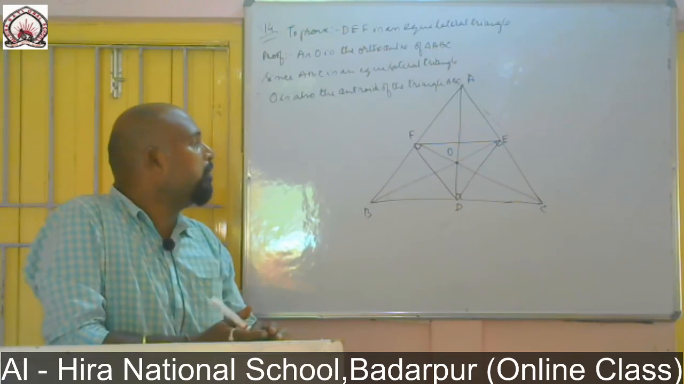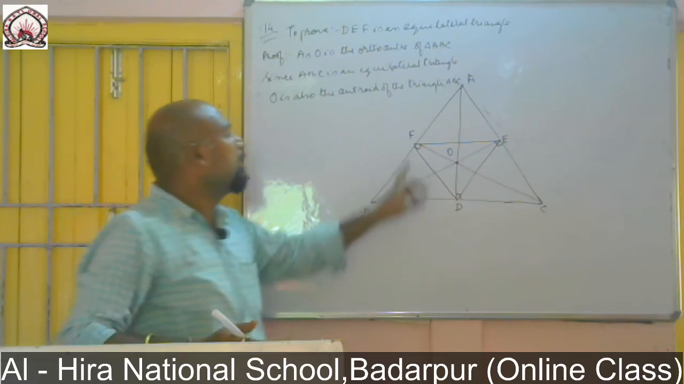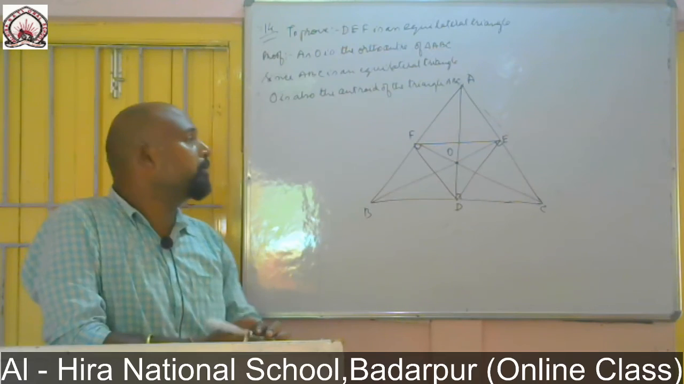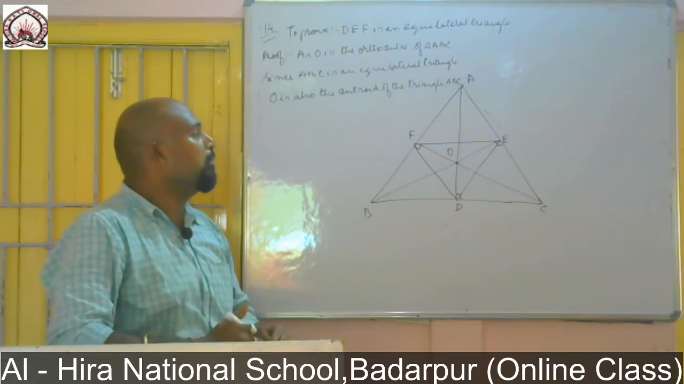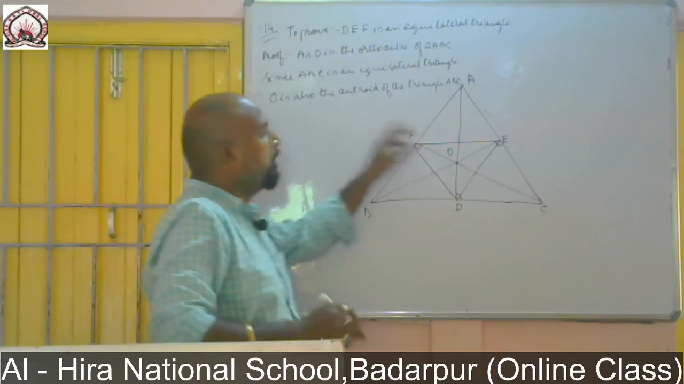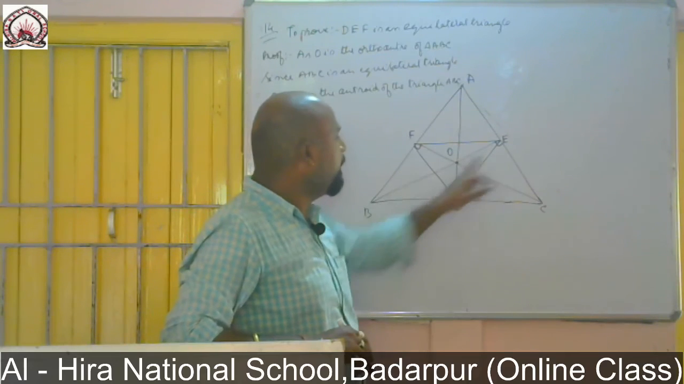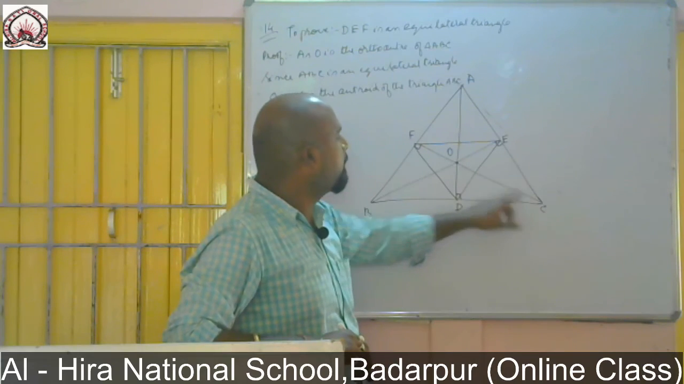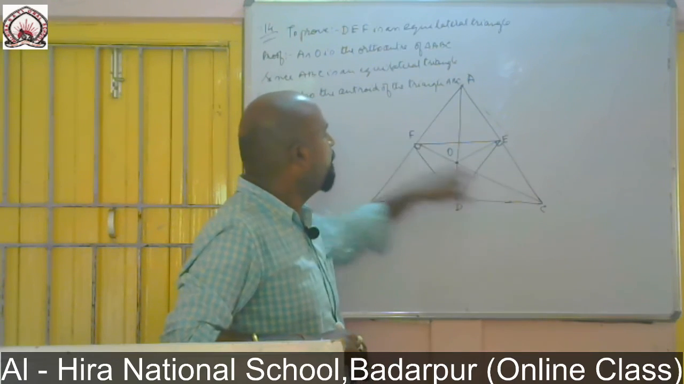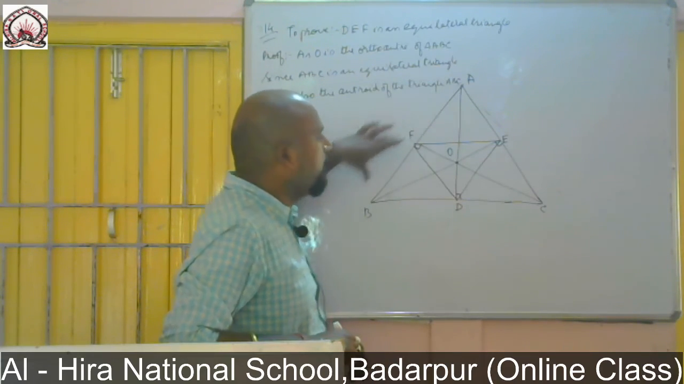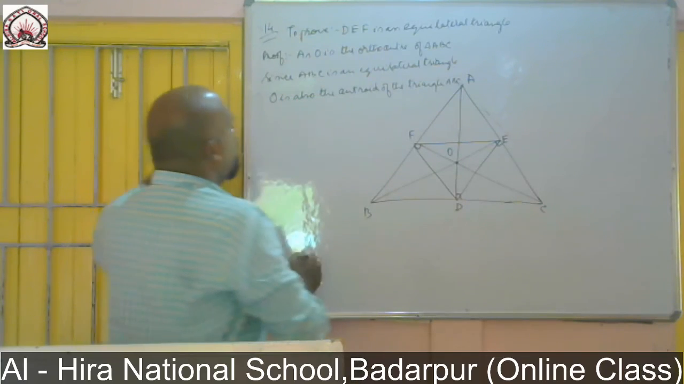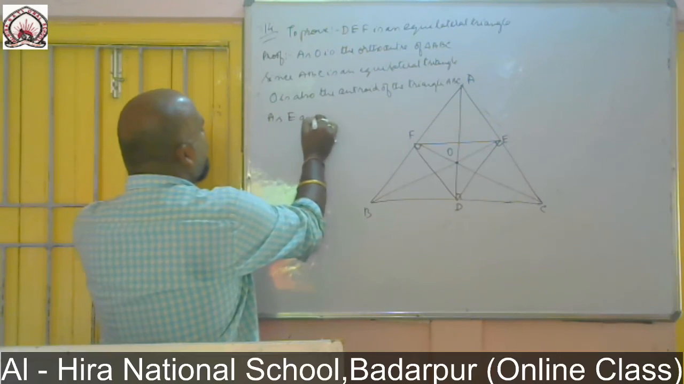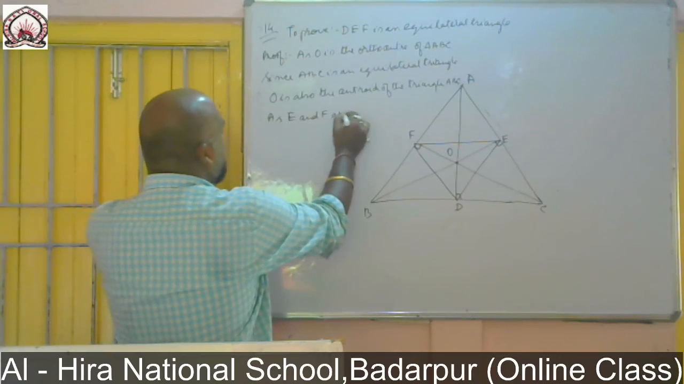Now since E and F are the midpoints of the sides, and it is a centroid, BE is nothing but the median. So this length will be equal to this length, and CF bisects AB, so this length will be equal to this length.